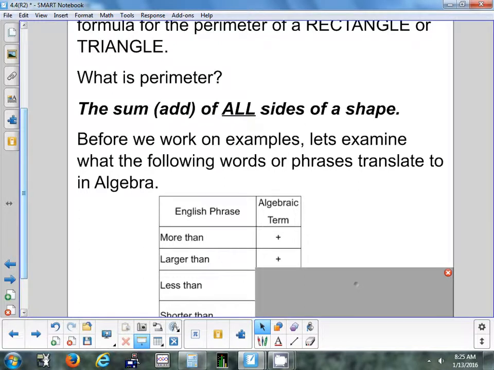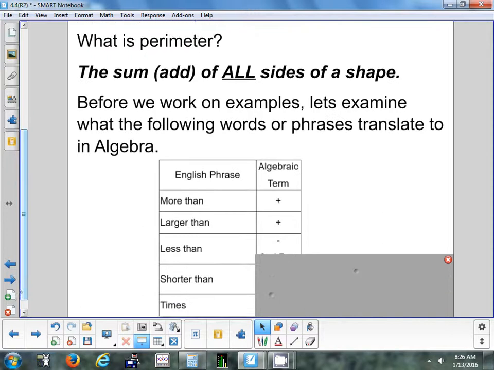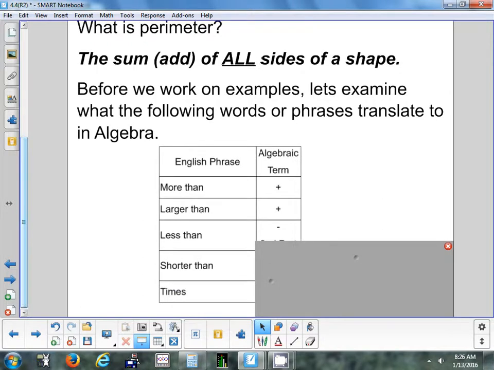Now, what about less than? Minus. Right. Subtraction. If I said this table is 3 inches shorter than that one, that means if you knew that one, you minus 3. Does anybody remember when it says less than or shorter than? We have more than or larger than. It doesn't matter how we set it up. We could do x plus 7. We could do 7 plus x.